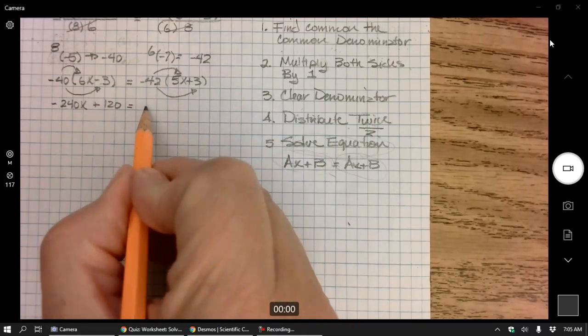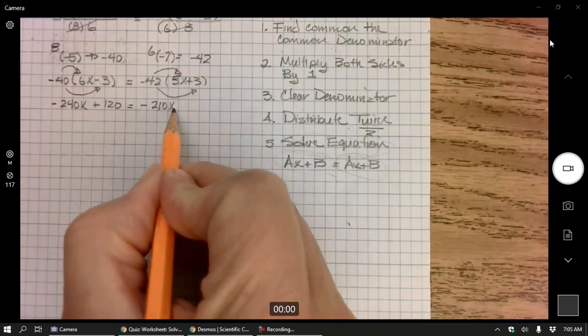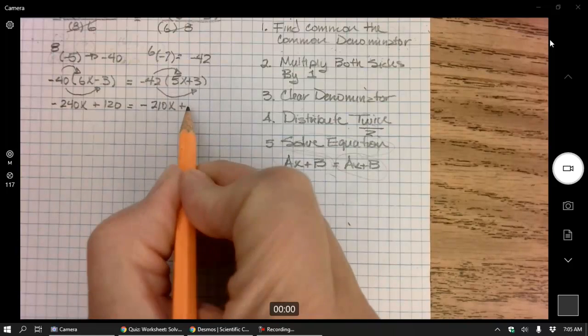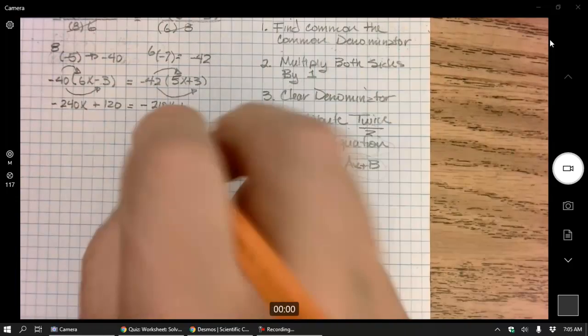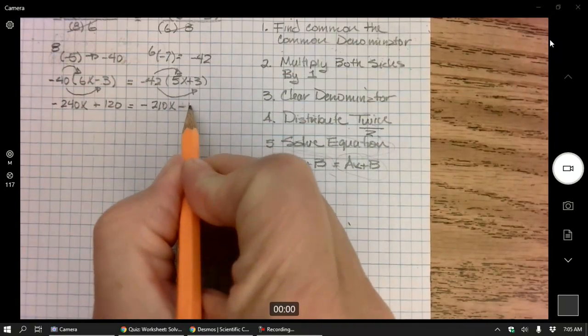Negative times a positive will give me a negative, and that's a negative 210x. And this will give me a negative 126. So the math is still the same, isn't it?